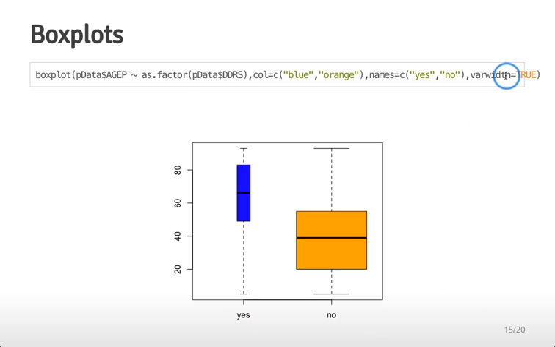And then I pass it this parameter var_width equals true. So by passing it var_width equals true, the width of the box is proportional to the number of observations that we have in that group. So you can see here, for example, that the group that has difficulty dressing, we have a much smaller number of those individuals than we do in the group that doesn't have difficulty dressing.